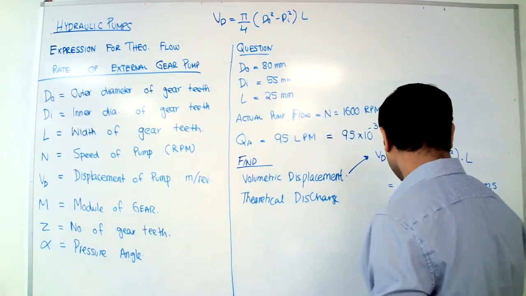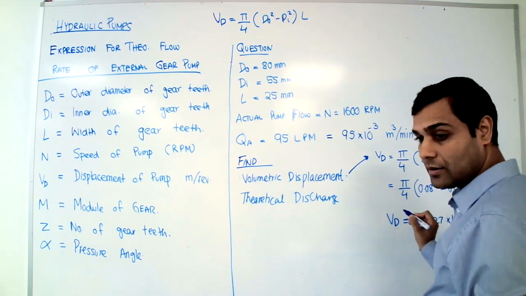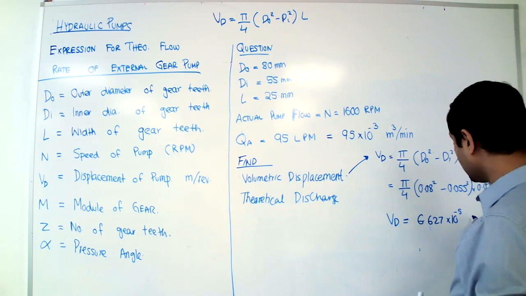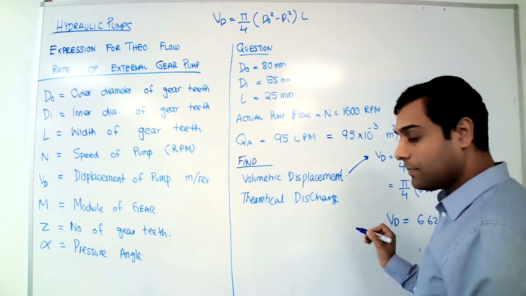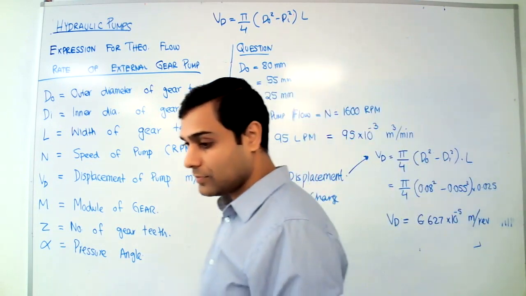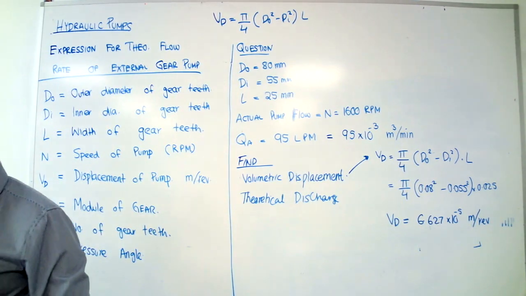$6.627 times 10 to the minus 5. And the units are going to be meter per rev. Yeah, so these are the units.